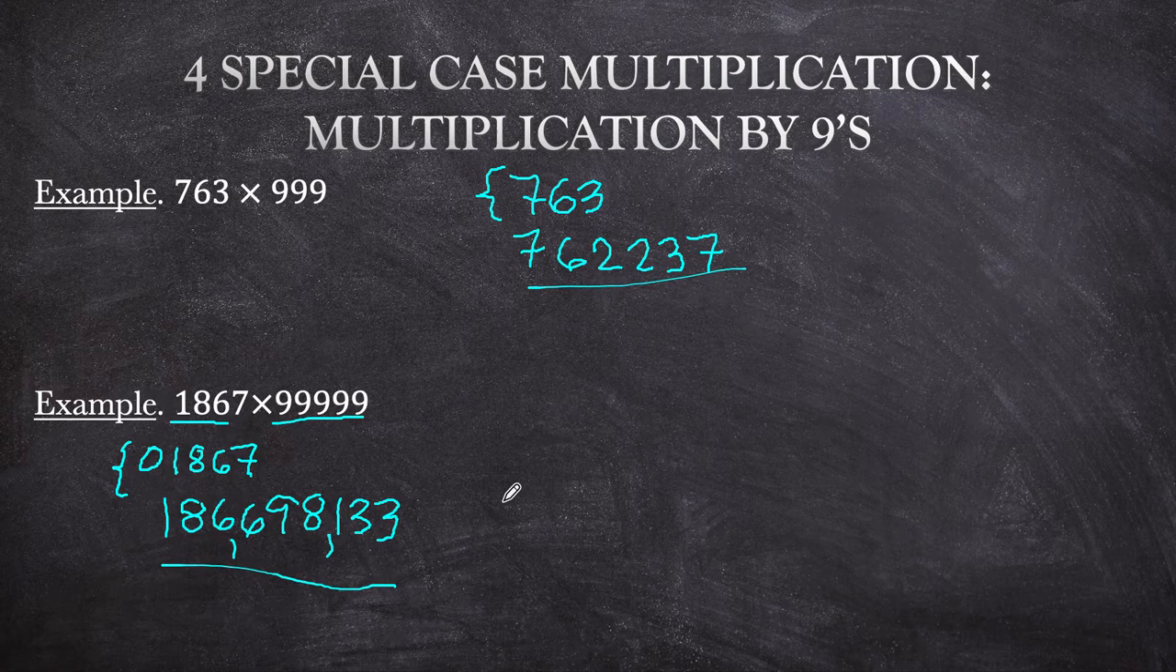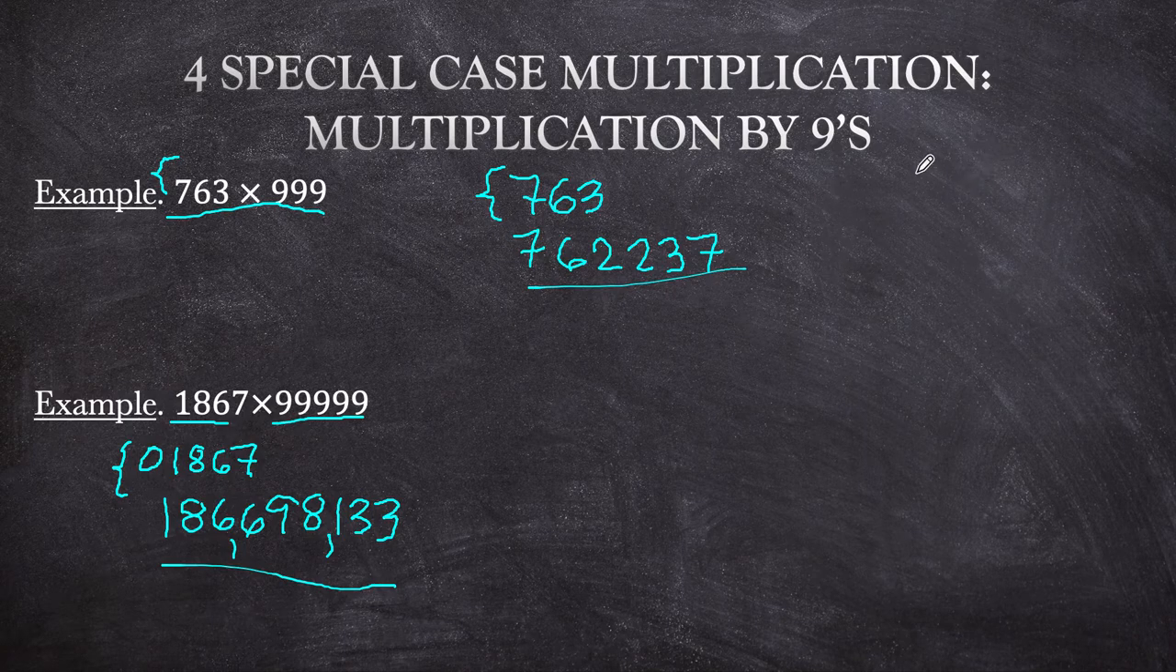Why did this happen? Imagine this first example here. We have 763 times 999. It's much easier to multiply this if we add 1 to this factor of 999. So imagine adding 1 here, so what we have is 1,000. So we multiply 763 by 1,000, and we're going to get 763 from that product of 763 times 1,000.